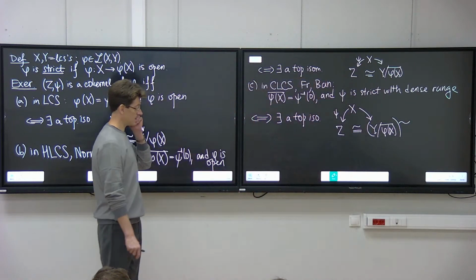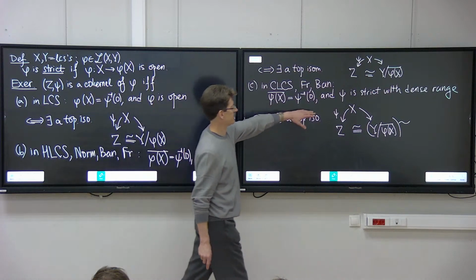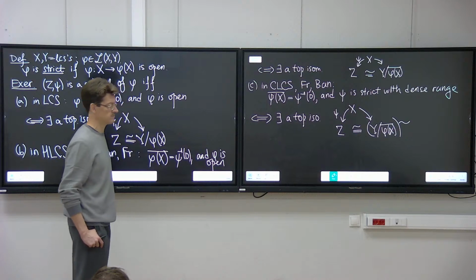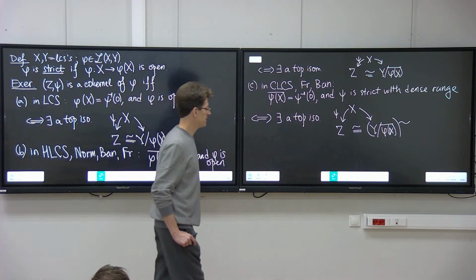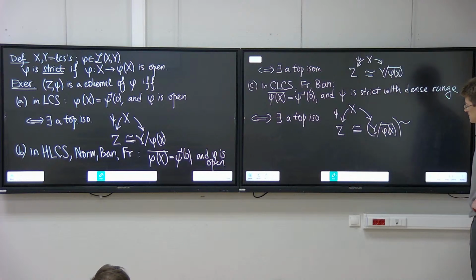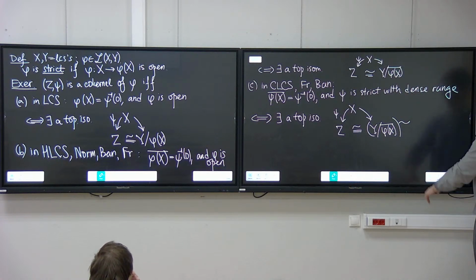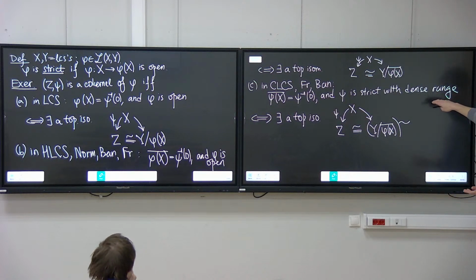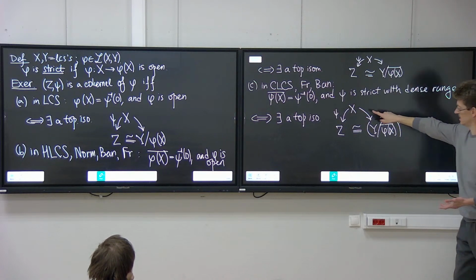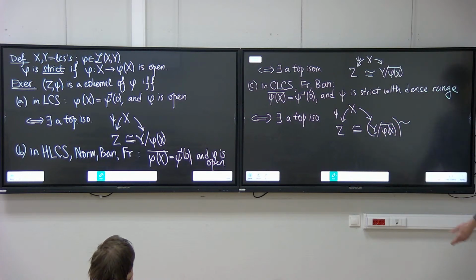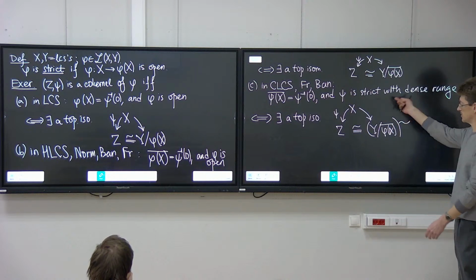So again, this is slightly different from this diagram, because let's recall that the quotient of a complete locally convex space modulo a closed subspace is not necessarily complete. So we must take the completion here as a result, and this explains why psi is not necessarily open. In fact, it is not necessarily surjective, because this quotient map from x to the completion of the quotient is not necessarily surjective. But it is strict with dense range.